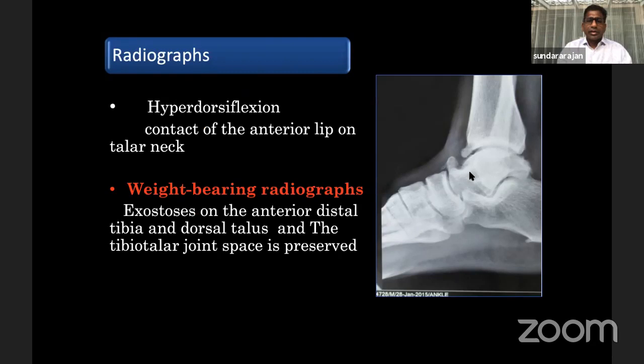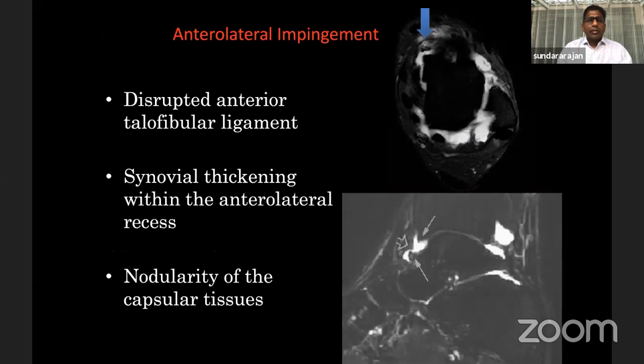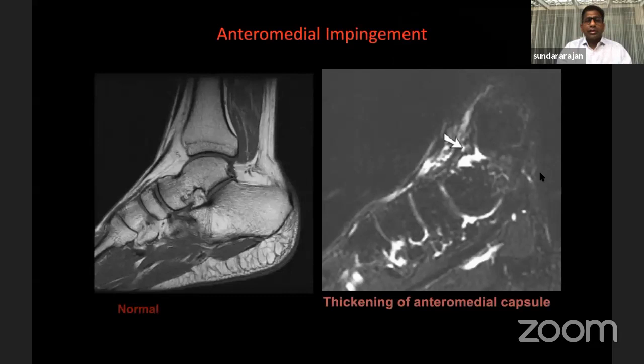Weight-bearing X-rays will be very helpful in this. And when you try to do a surgery for anterior impingement, make sure that the joint space is reasonably preserved. You should be careful that if the patient has extensive arthritis and you do only impingement surgery, that patient may not be happy. When you come to the soft tissue impingement, it's already told about the disrupted ATFL that can cause hypertrophy and thickening and can have an impingement. On the medial side, you can sometimes have thickening of the anteromedial capsule. They can have impingement. That's very rare in my practice.